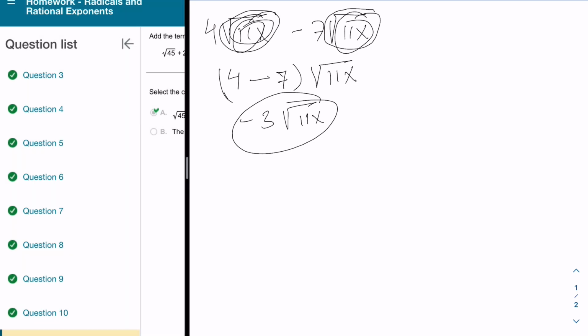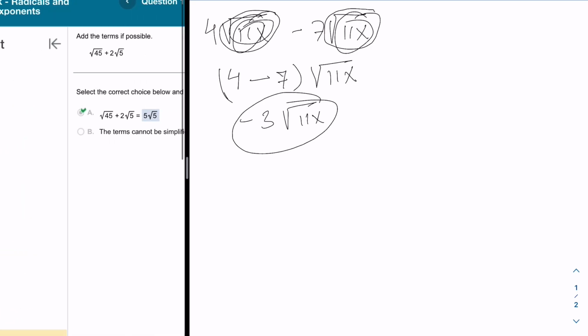Let's move to question number 11, and in question number 11 we have the same thing but one step further. Root 45 plus 2 root 5. By seeing this question the first time, we will be like, no, this is not a like term because it has root 5 and the other doesn't, how can I add this up? But now we have to make this root 5 if it is possible. So we can write 45 as, what can we write 45 as?